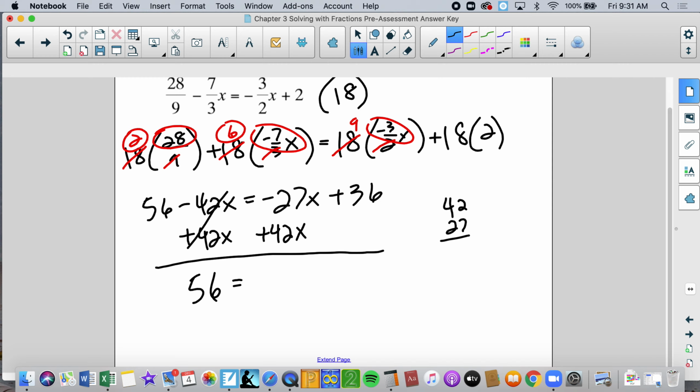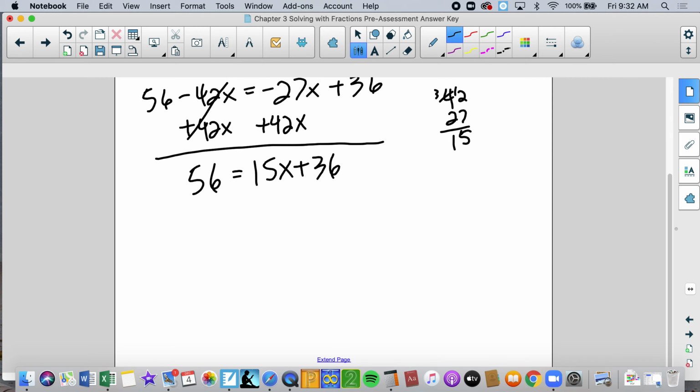I'm always going to take the smaller from the larger number. And since my signs are different, I'm going to take the difference of those two numbers. So that gives me 15, and I have more positives than negatives. I have 42 positives, and I only have 27 negatives. So my answer is going to be positive 15x plus 36.